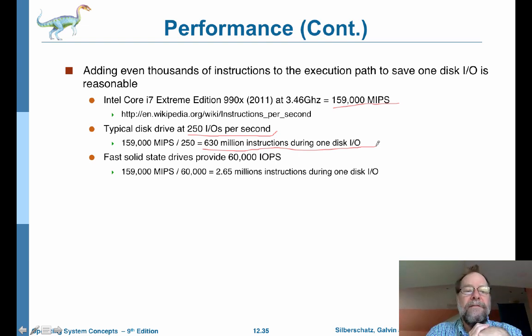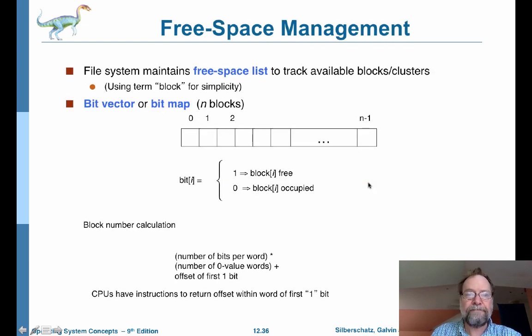If you're working with a fast solid state drive, those are much, much faster than hard drives, doing 60,000 I/O operations per second as opposed to the 250 we had above. But still, that means you can afford to spend up to 2.65 million machine instructions to avoid one disk I/O operation, and you'd still win in that case.